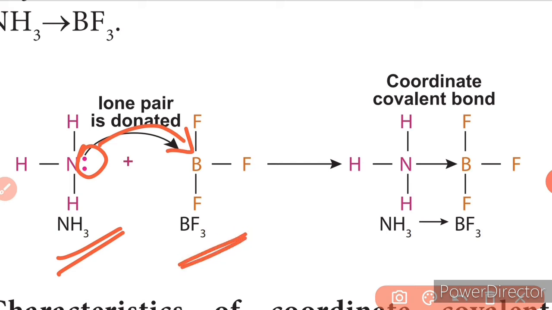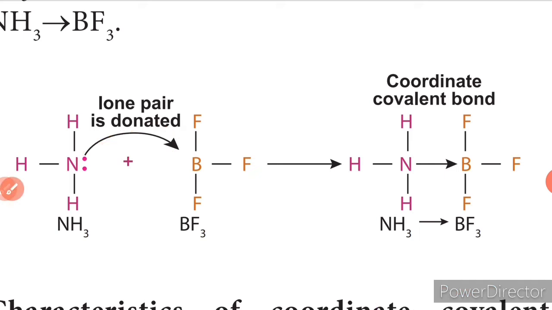Now how will the bond be represented? So this is the bond formation, isn't it? Coordinate covalent bond. Now how is the bond represented? Can you see here? It is represented as NH3 with the arrow mark, isn't it? So this indicates that the lone pair of electrons from nitrogen is donated to boron in BF3. So this is how the coordinate covalent bond is formed.